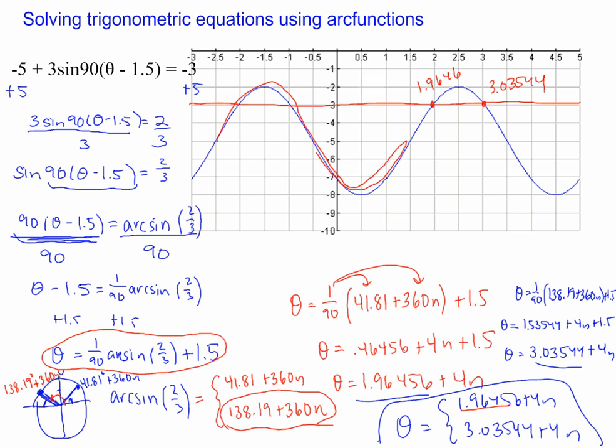I didn't necessarily make it really clear what this graph is. I'm just graphing y equals the left-hand side of this function, and I'm looking for where that function is equal to -3. The period of that is 4, so it makes sense that this point 4 units ago would give me this solution here. This is 1.9646 minus 4, and this point here is 3.03544 minus 4.